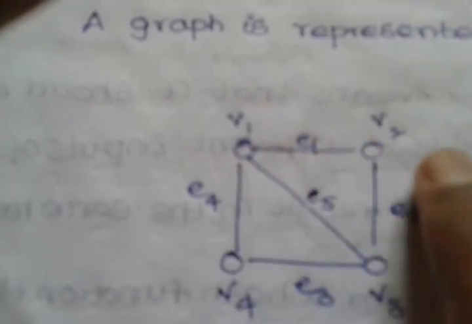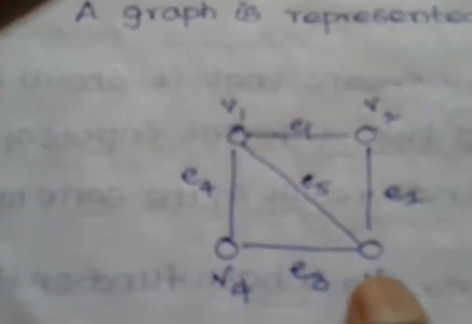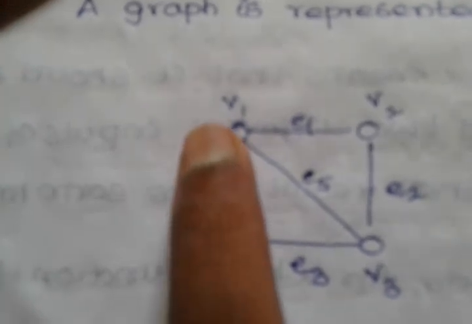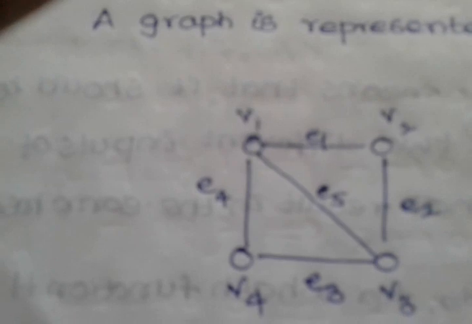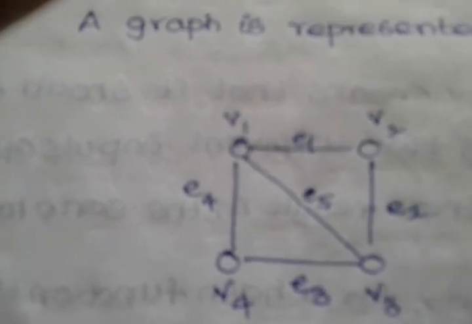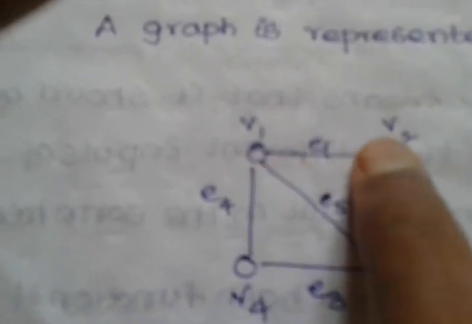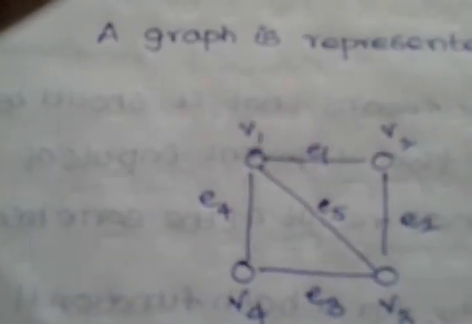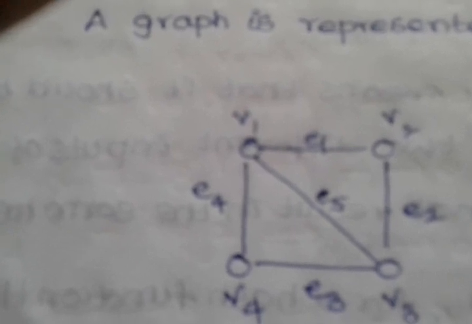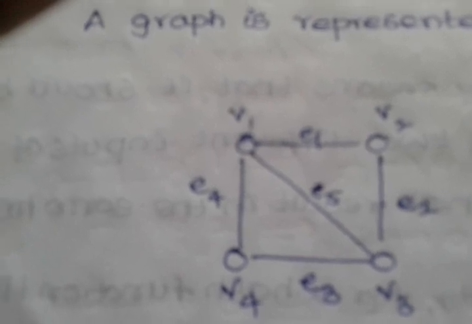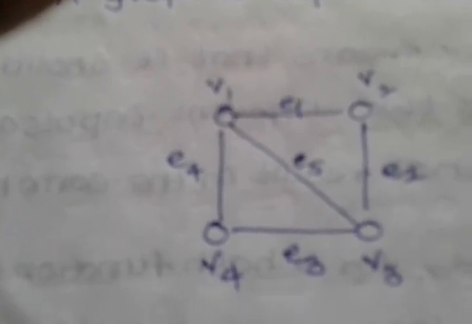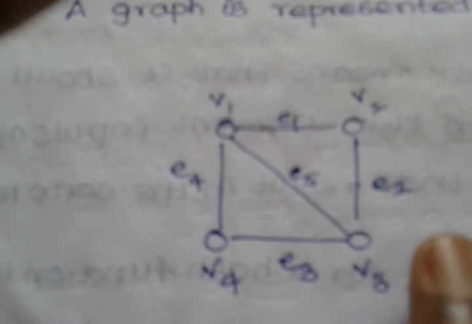There are lines here, no? There is a line from V1 to V2, a line from V2 to V3, a line from V3 to V4, a line from V4 to V1, and from V1 to V5. Does there exist an arrow mark on the line or not? There is no arrow mark on these lines. If there exists a direction on the line, then it is called a directed graph. If there does not exist any direction, then it is called an undirected graph. So this is called an undirected graph.